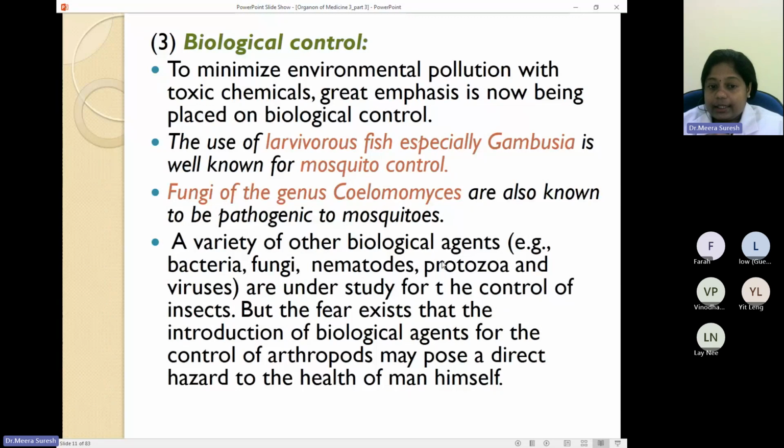A variety of other biological agents like bacteria, fungi, nematodes, protozoa, viruses, are also under study for the control of insects. But there is a fear because if we are going to introduce biological agents for the control of arthropods, it is also possible that after some time, the new varieties of bacteria or nematodes or whatever organisms they are going to use are going to become another important menace for human health. So there is a risk of that, but still this is an ideal method.